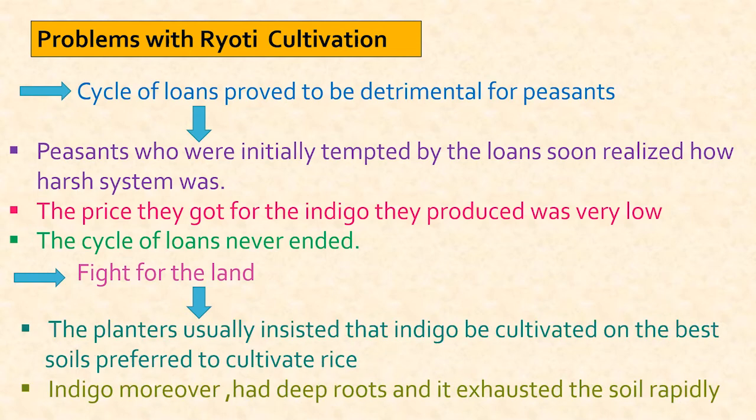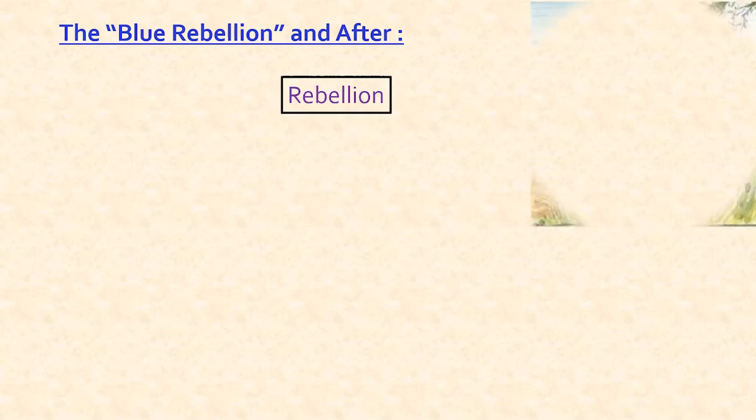The planters usually insisted that indigo be cultivated on the best soil, while the peasants preferred to cultivate rice. Because of this, the fertility of soil was lost, because indigo can only be cultivated in the most fertile soil and indigo absorbs the entire fertility of the soil. Indigo moreover had deep roots and it exhausted the soil rapidly, and then it was not suitable to sow any other crop, which brought the Blue Rebellion. So let us know about the rebellion.